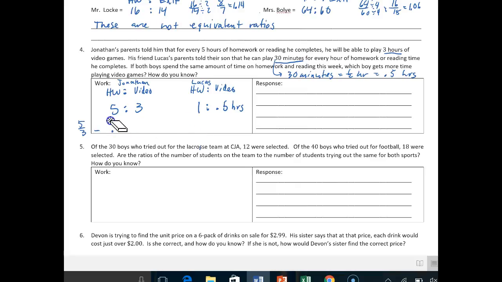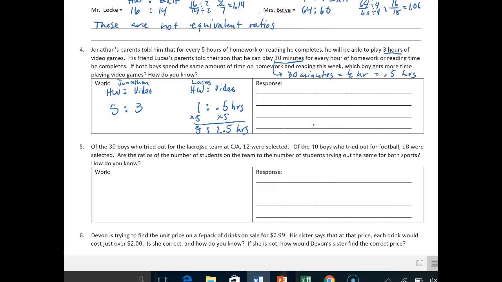Pause, guys. I've thought of a better way to do this, so I'm going to erase this right here. And we can go ahead and say, all right, let's just envision Lucas doing 5 hours of homework. So let's multiply this by 5. And then if I do that, I multiply that by 5. And so Lucas's comparable ratio is 5 to, what's 5 times 0.5? I get 2.5. So if we take a look at this, Jonathan actually has the better deal with homework, because if he does 5 hours of homework, he gets 3 hours of video games, whereas Lucas, if he does 5 hours of homework, gets 2.5 hours of video games. So that's what your response should look like.